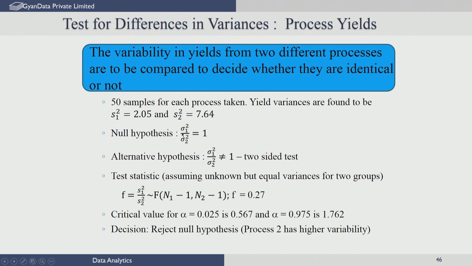The alternative hypothesis is that the variances are different. So, we are asking whether the ratio of the variances is not equal to 1. It could be that sigma 1 squared is less than sigma 2 squared or sigma 1 squared is greater than sigma 2 squared. In both cases we want to reject the null hypothesis. So, this is a two-sided test.